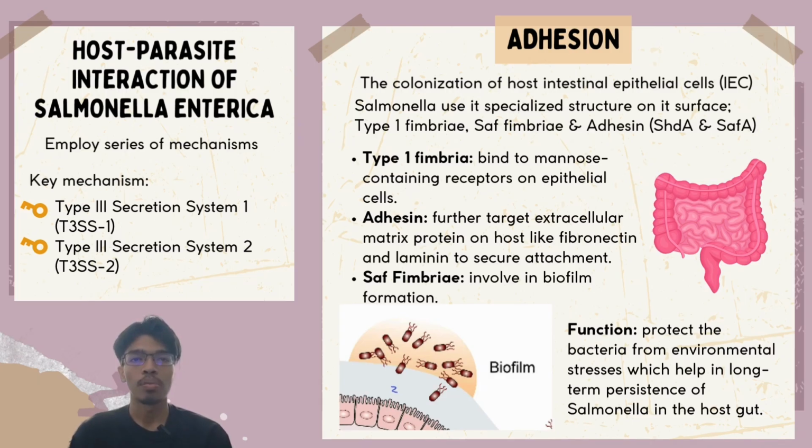It's about how Salmonella colonizes the intestinal epithelial cells. It uses fimbriae and adhesins, which are specialized surface structures on Salmonella. The bacteria use type 1 fimbriae to bind to mannose-containing receptors on epithelial cells. Adhesins such as ShdA and SfaA will further target extracellular matrix proteins on hosts like fibronectin and laminin to secure attachment. Another fimbria, called SAF fimbria, is involved in biofilm formation. Biofilm will protect the bacteria from environmental stress.